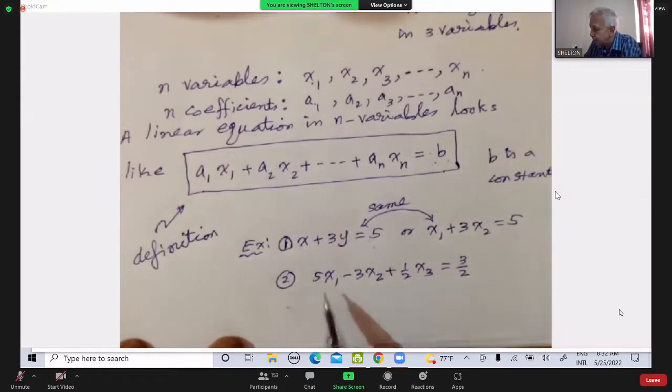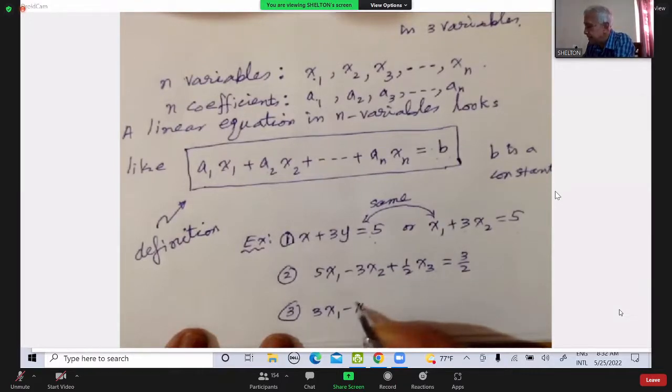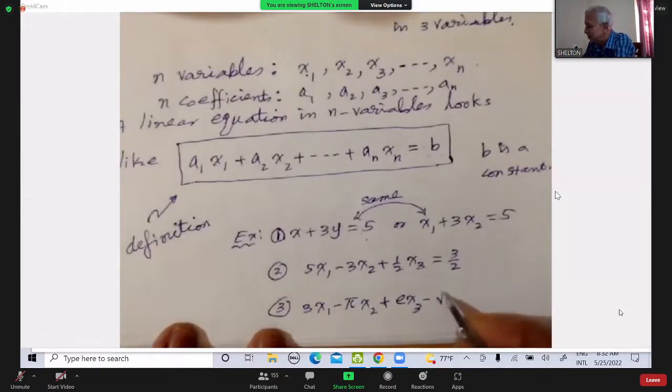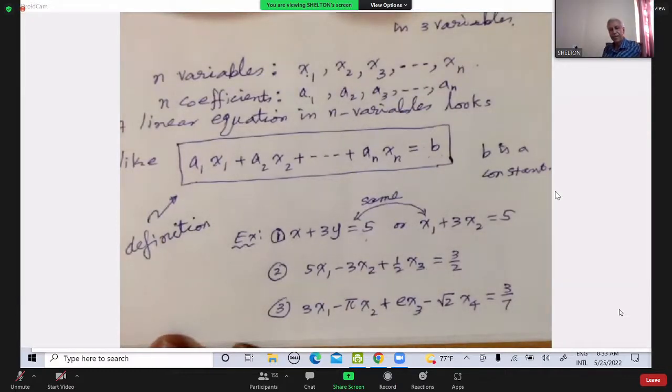Another example. So I put different types of coefficients there. This is also a linear equation. Third one, let us say 3x1 minus pi x2 plus e x3 minus square root 2 x4 equals 3/7. Is that an example of a linear equation?